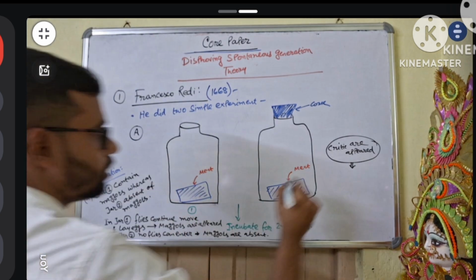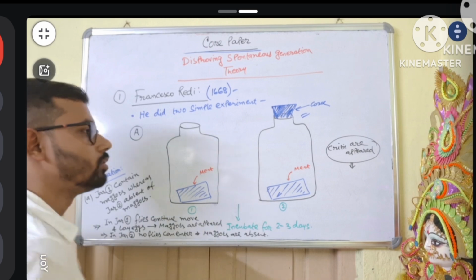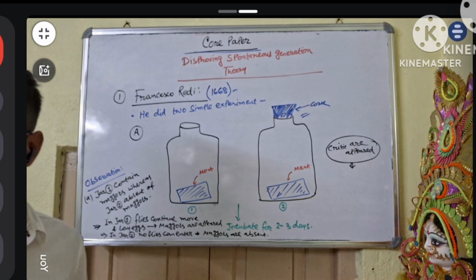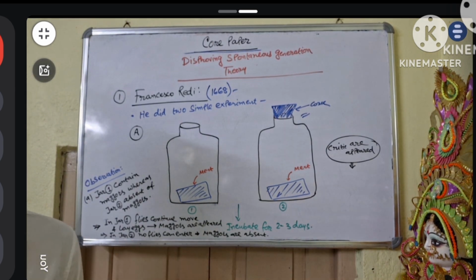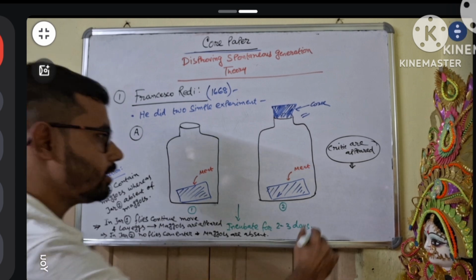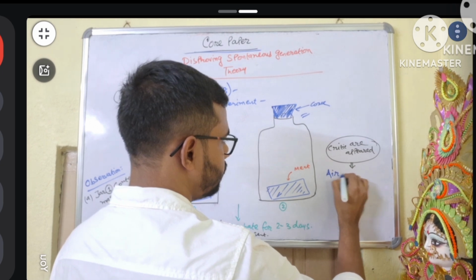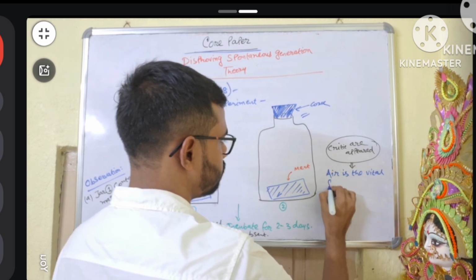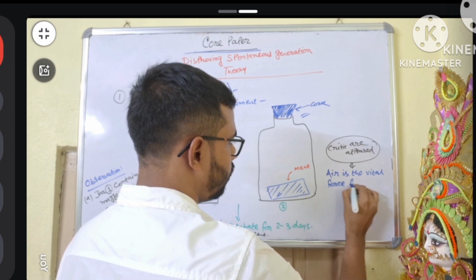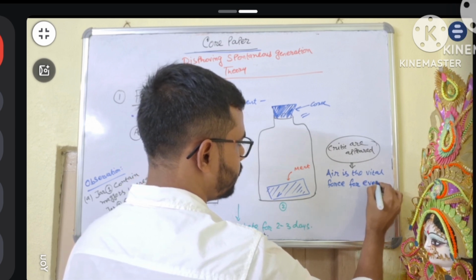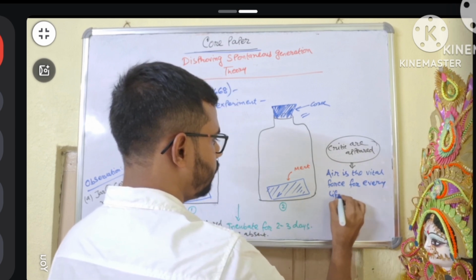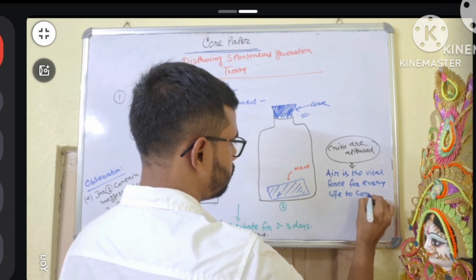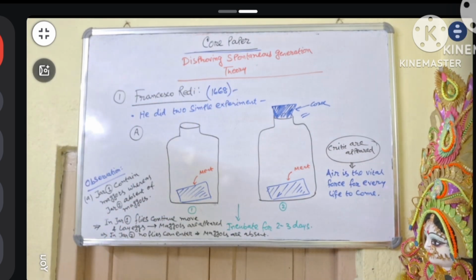They said that in jar 2, you close with a cord, so no air can pass into the jar. So air is a vital force for every life. The critics said that air is the vital force for every life to appear, for every life to come.